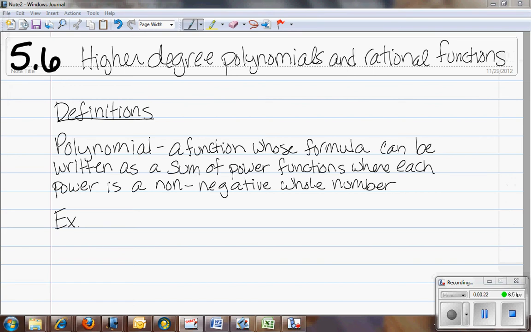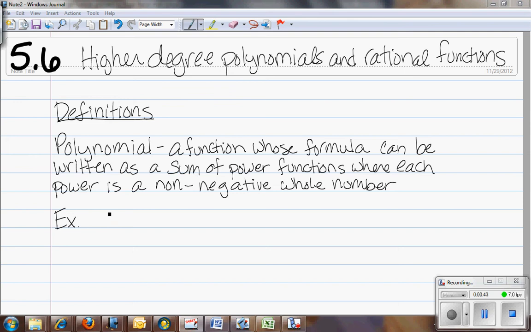You may want to pause now, write down the definition of the polynomial if you haven't already, and then come back and I'll start with examples. All right, you should be back by now, if you've even paused. Polynomial, this is basic, but just to make sure we understand, we use these terms. A polynomial is a function whose formula can be written as a sum of powers.